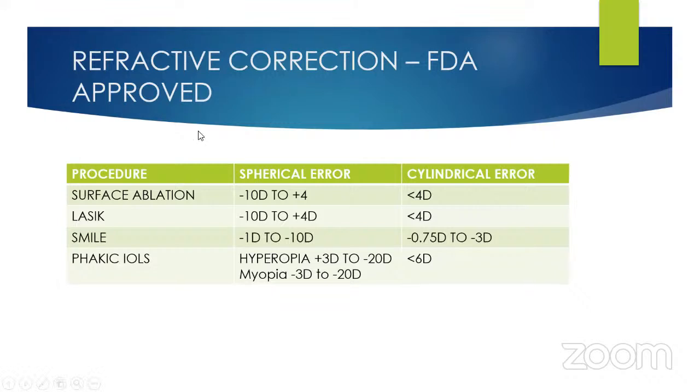Coming to the refractive correction, which is FDA approved, surface ablation and LASIK surgeries can be done to correct spherical errors from -10 to +4 diopter, with cylindrical error less than 4 diopter, while SMILE surgeries can be done in -1 to -10 diopter spherical error, and to correct -0.75 to -3 diopter cylindrical error. While phakic IOLs, both hyperopia and myopia, +3 to -20 D with less than 6 diopter cylinder can be corrected using phakic IOLs.